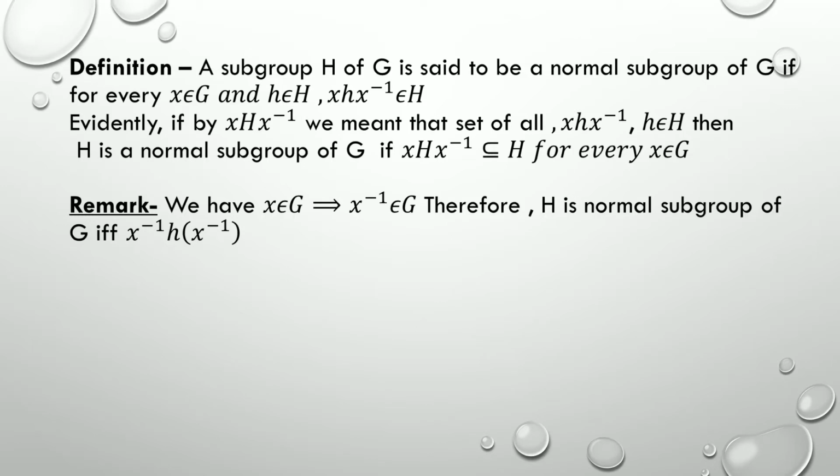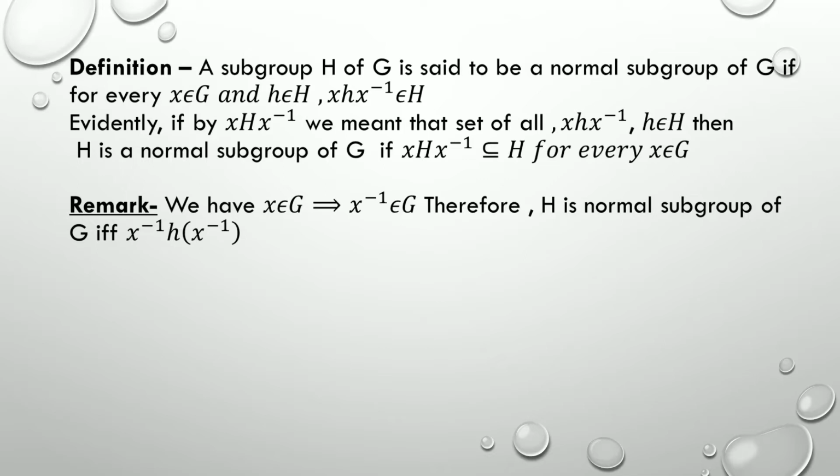Evidently, if by x H x inverse we mean the set of all x h x inverse where small h belongs to capital H, not capital H belongs to small h, okay. Small h belongs to capital H. Then H is a normal subgroup of G if x H x inverse is a subset or equal to capital H for every x belongs to capital G.